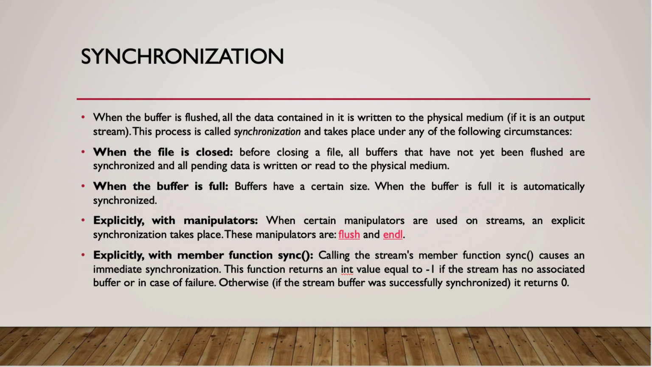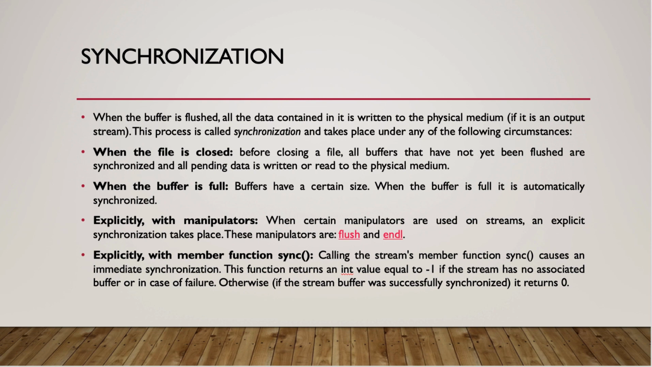Before closing a file, all buffers that have not yet been flushed are synchronized, and all pending data is written or read to the physical medium. It is also done when the buffer is full. Buffers have a certain size, so when the buffer is full, it automatically gets synchronized. It also happens explicitly with manipulators. When certain manipulators are used on streams, explicit synchronization takes place. These manipulators are flush and endl.